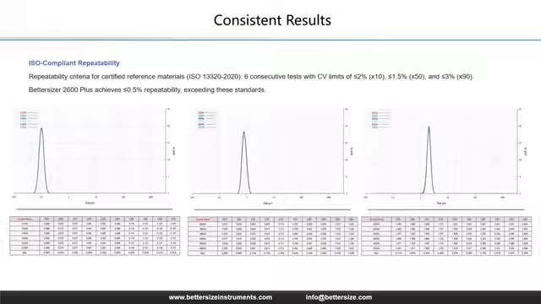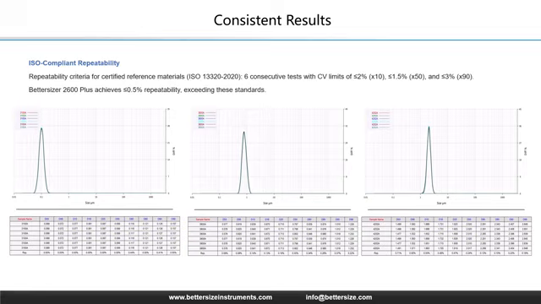We have discussed the optics, the dispersion, and the software automation. Now we verify the result. This is the proof of concept for the entire system. According to ISO 13320, a qualified instrument must maintain repeatability within 3% for the D90. The BetterSizer 2600 Plus shatters this standard, achieving repeatability of less than 0.5%.